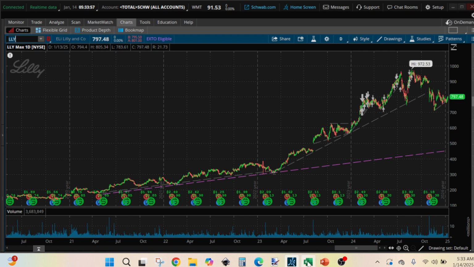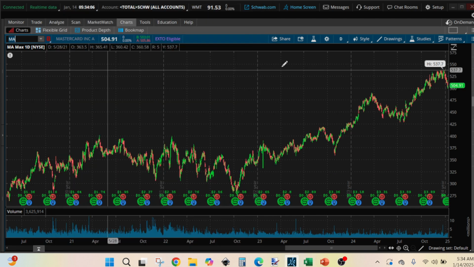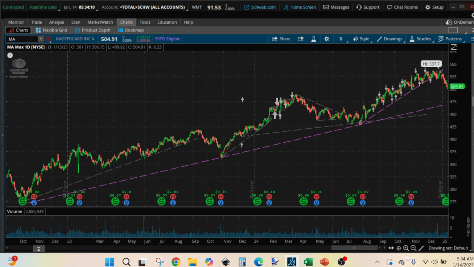MA, so MA, we purchased it at this trend line and then it went down. So it reached a new high but then went down. Could be going to this one. And this is now the 1 year trend line. It's the July trend line.